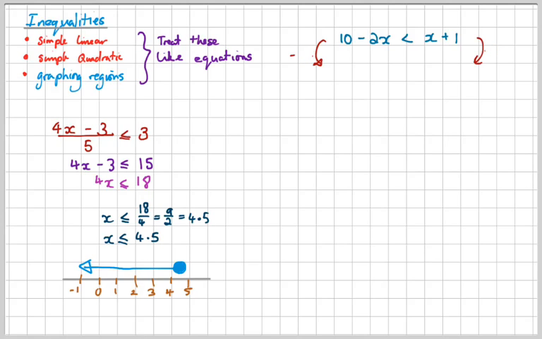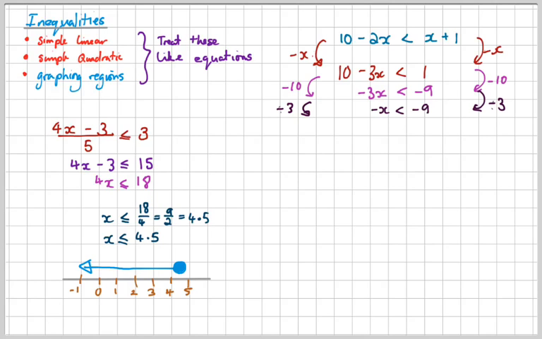Let's say you took away x from both sides instead. You would end up with 10 minus 3x is less than 1, just treating the inequality sign like an equal sign. From here, you might take away 10 from both sides. So you get negative 3x is less than negative 9. Divide both sides by 3 at this stage, giving you negative x is less than negative 9. Now this takes some time to get your head around, so I'm going to tell the answer and let you have a think about it.